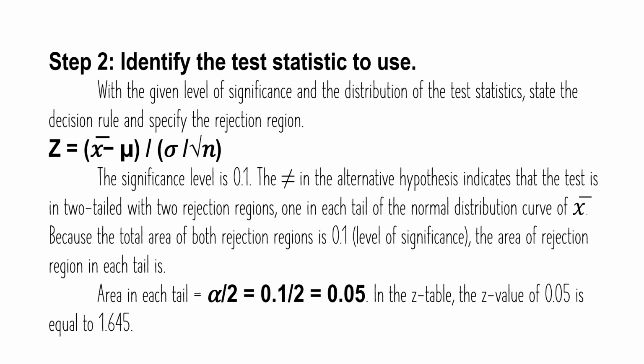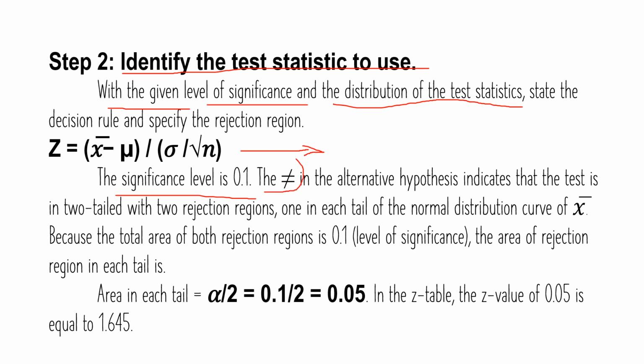So for step number 2, we need to identify the test statistic to use. We're going to use the Z-test. With a given level of significance of 0.1 and the distribution of the test statistic, state the decision rule and specify the rejection region. We're going to use this formula in finding your computed Z value that we're going to compare to your critical value using your level of significance, which is equal to 0.1.